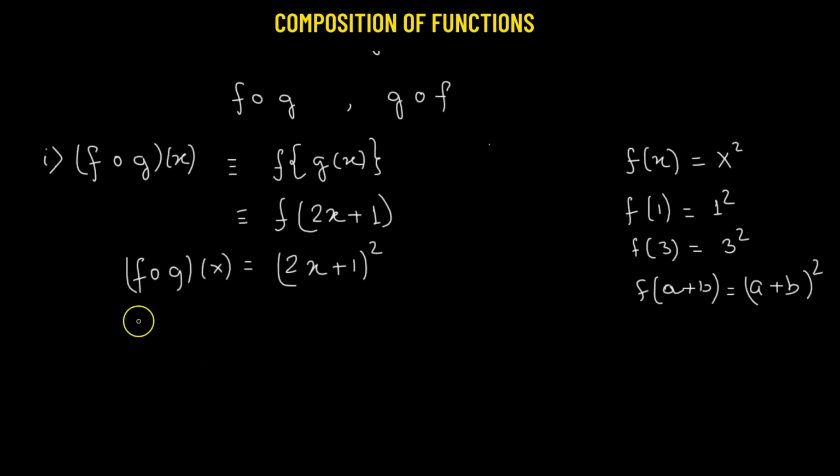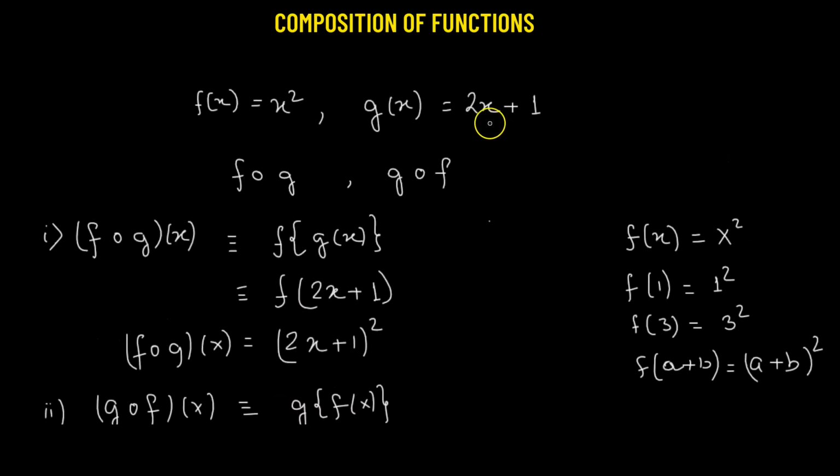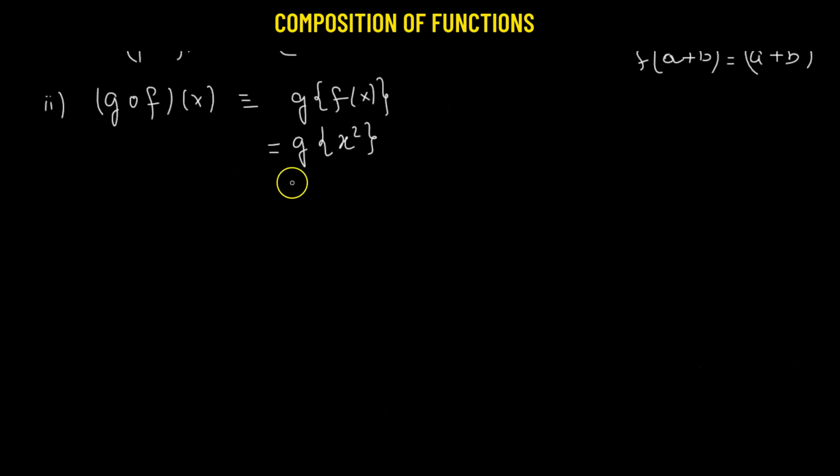Let's go to the second one, g of f of x. So we'll substitute the value of f of x here. So f of x is given by x squared, same rule. So we have g of x, which is given by 2x plus 1. So instead of x, we'll replace it with x squared. So this will become 2x squared plus 1. So this is the value of g of f of x.